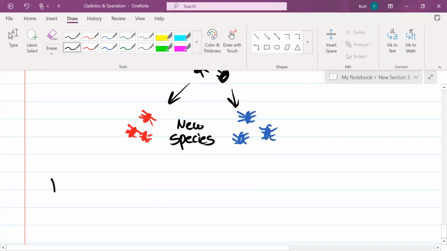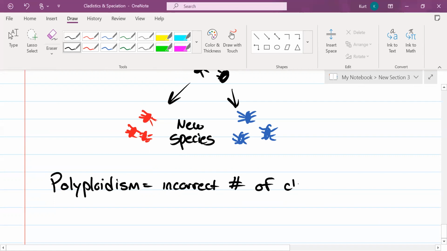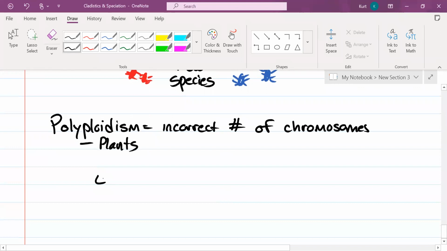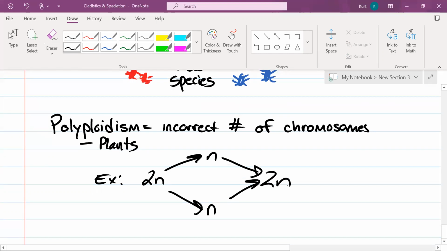Well, one example is called polyploidism. This is where you have an incorrect number of chromosomes. Let me explain to you what that means. And this is very common in plants. So let's say there's a plant species whose diploid number is 4n. Or no, excuse me. Let's just say they're 2n, okay? Don't worry about the number. Well, guys, typically you would have n and n results in 2n, right? That's what you've been taught. That doesn't happen.